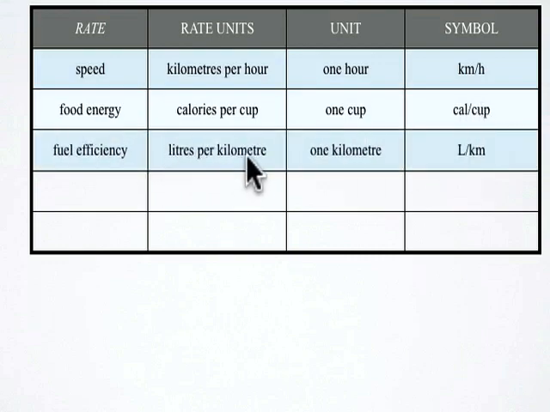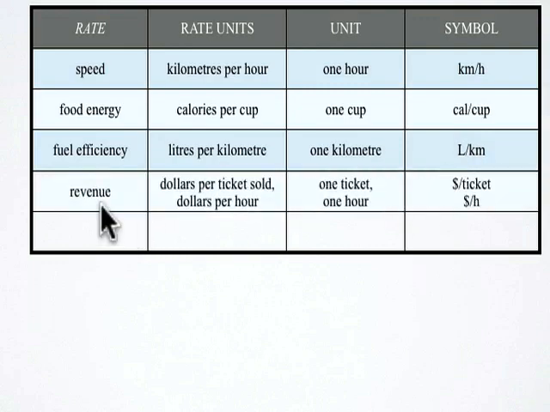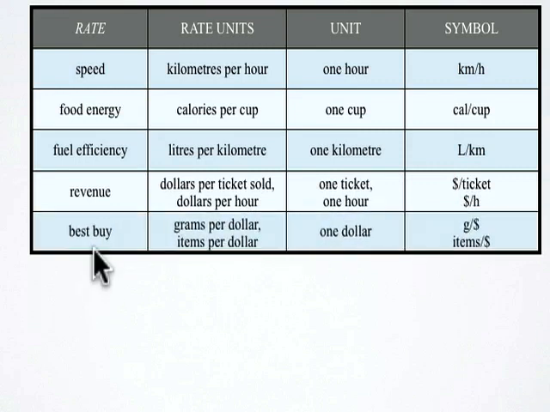Fuel efficiency is liters per kilometer. So the unit is 1 kilometer and it's denoted as liters, capital L, per kilometer, km. Revenue is dollars per ticket or dollars per hour, depending on whether you're working per hour or you're selling something. So the unit is either 1 ticket or 1 hour, and it's dollars per ticket or dollars per hour, depending on the situation.